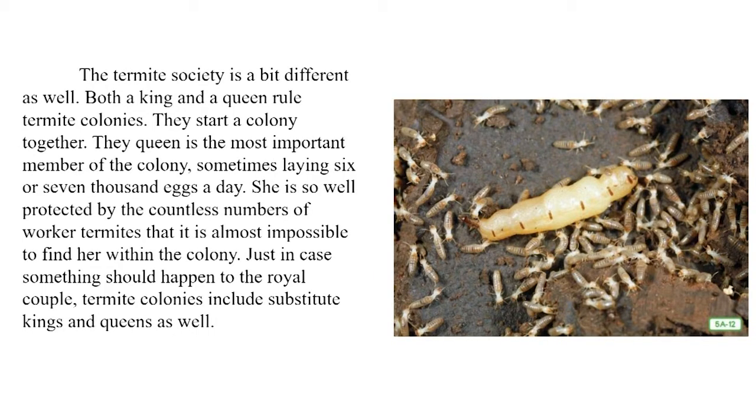The termite society is a bit different as well. Both the king and queen rule the termite colonies. They start a colony together. The queen is the most important member of the colony, sometimes laying 6,000 or 7,000 eggs a day. She is so well protected by the countless numbers of worker termites that it is almost impossible to find her within the colony. Just in case something should happen to the royal couple, termite colonies include substitute kings and queens as well.